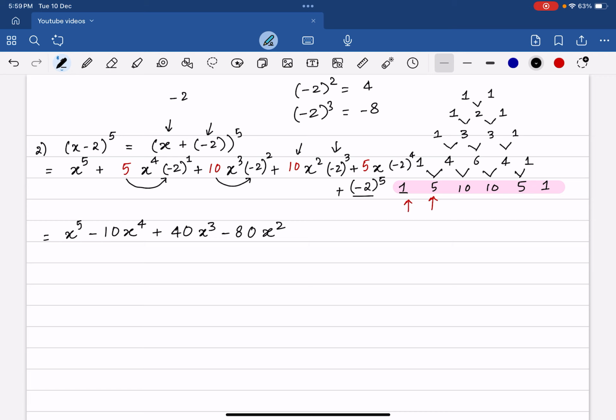Similarly, negative 2 raised to 4 is positive 16. So 5 times 16. Obviously, you are going to use the calculator for this, but 16 5s is 80. 80x, and negative 2 raised to 5 gives you 32. So oops, my bad, negative 2 raised to 5 should give you negative 32. So this is negative 32. That's your final expansion for x minus 2 raised to 5.